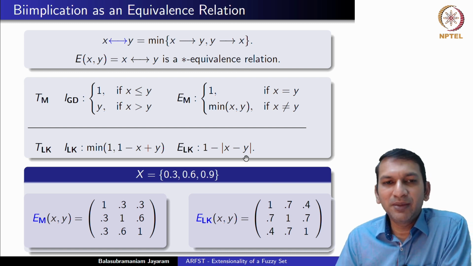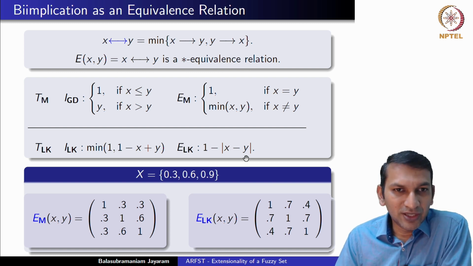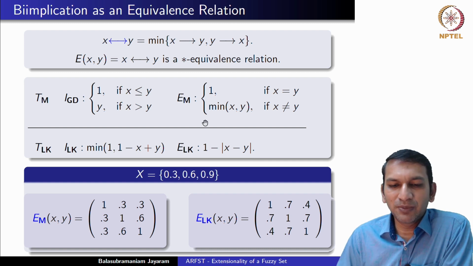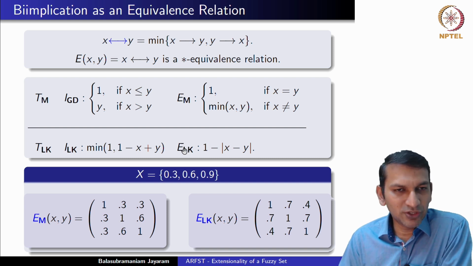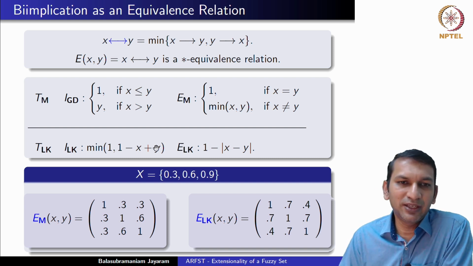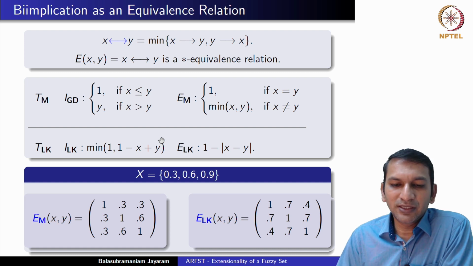Of course, there are many other equivalence relations which can be min transitive. For example, we have seen that EM is min transitive, which means it will also be LK Lukasiewicz transitive, product transitive, every T-norm in fact. It will be T-transitive with respect to every T-norm.